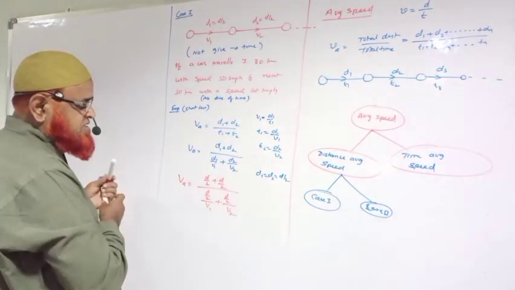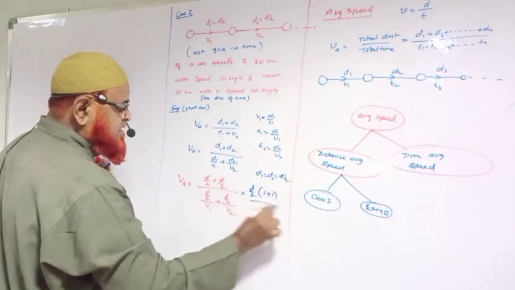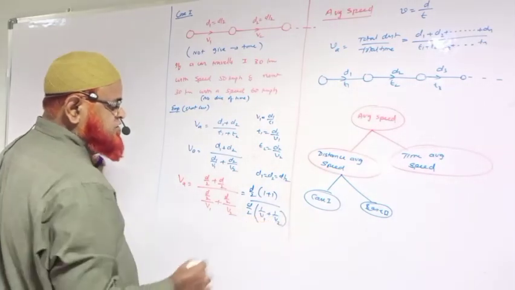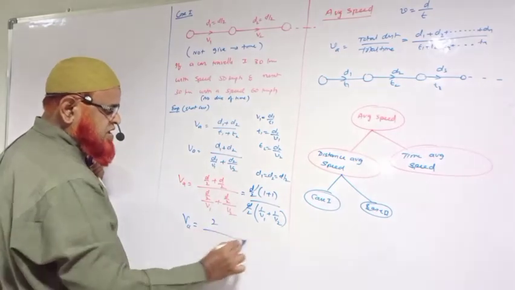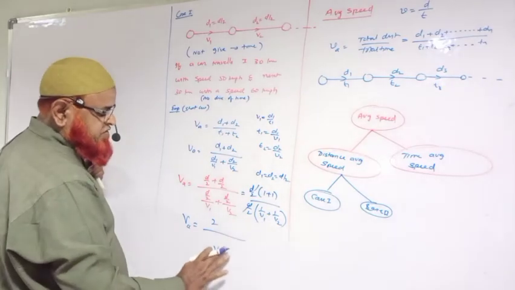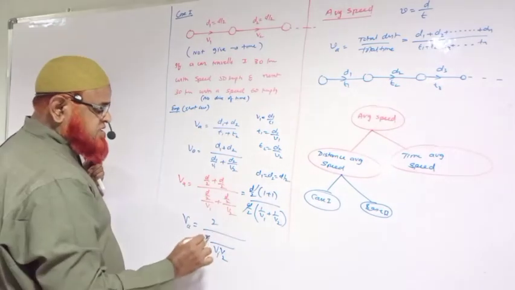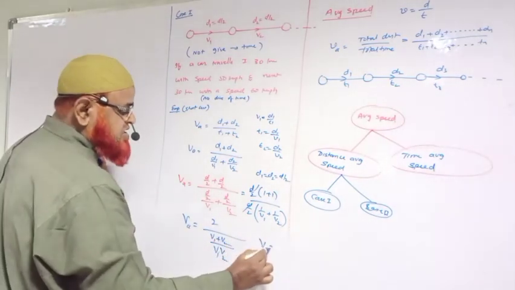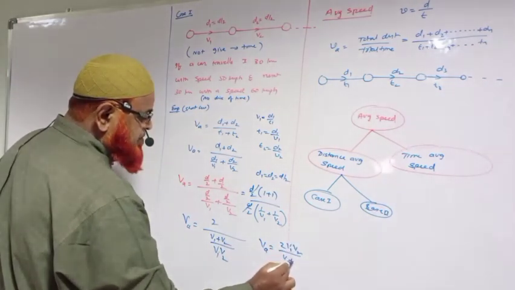If this is the case, then take out the common D by 2: you'll get 1 plus 1 in the numerator, and in the denominator, D by 2 common, giving 1 by V1 plus 1 by V2. So D by 2 gets cancelled. V average can be written as 2 divided by the LCM. Oh sorry, the LCM is the product of the denominators, V1 V2, and the numerator can be written as V1 plus V2 or V2 plus V1, whichever. So the final answer is V average is equal to 2 V1 V2 by V1 plus V2.